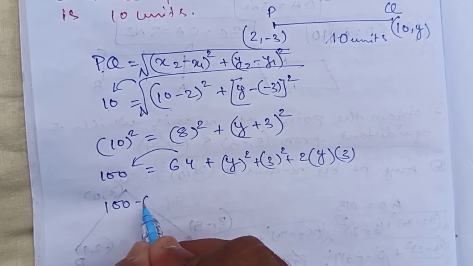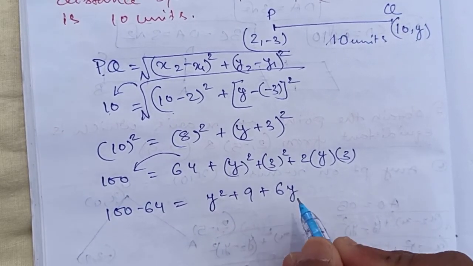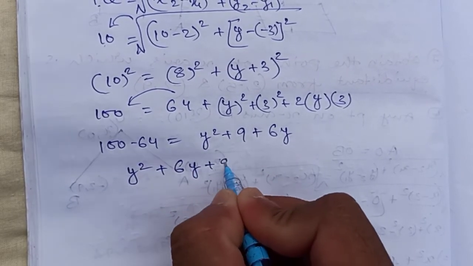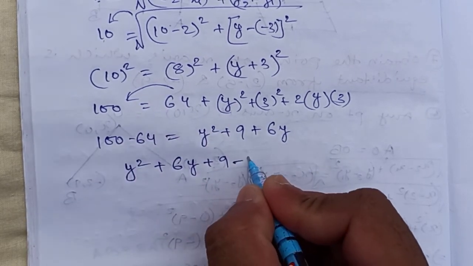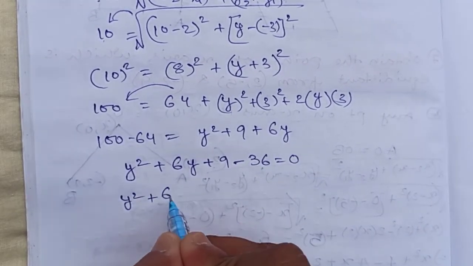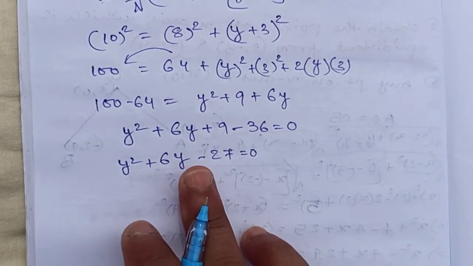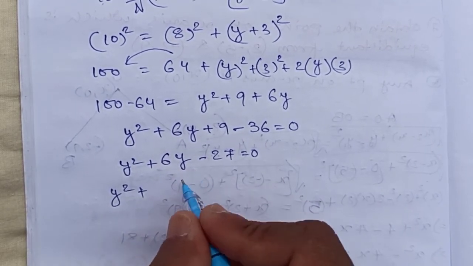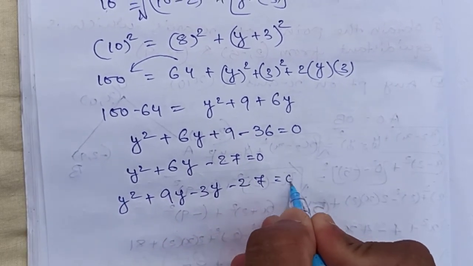So 100 minus 64 equals y square plus 9 plus 6y, that is y square plus 6y plus 9, and the subtraction of these two is 36. When I take 36 to that side, it will become minus 36 equals 0. So I will get y square plus 6y minus 27. Now we have to split the middle term to find the value of y. So the splitting of the middle term will give us 9y minus 3y minus 27 equals 0.